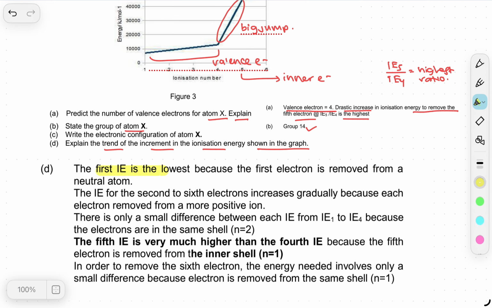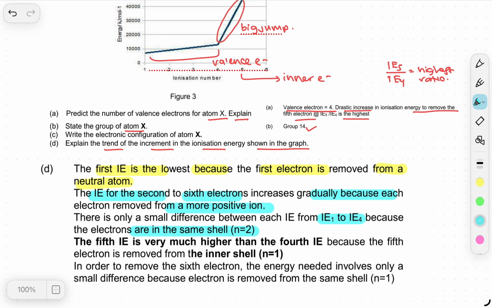First ionization energy is the lowest because the first electron is removed from a neutral atom. Then the second ionization energy until the 6th ionization energy gradually increases because each electron is removed from a positive ion. There is only a small difference in ionization energy between IE1 to IE4 because all the electrons are from the same shell.